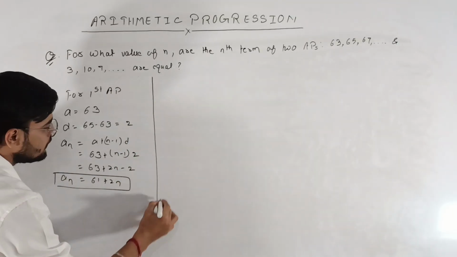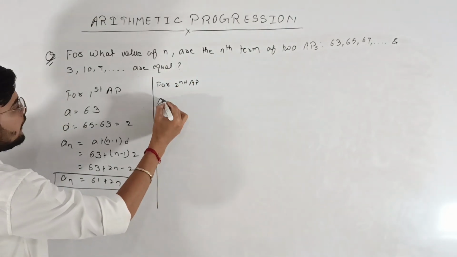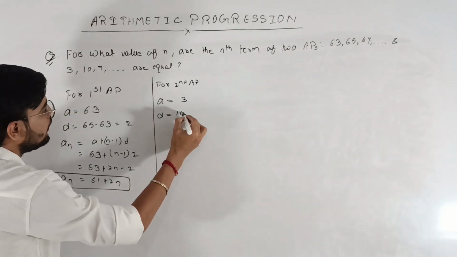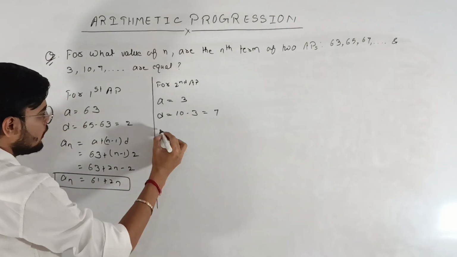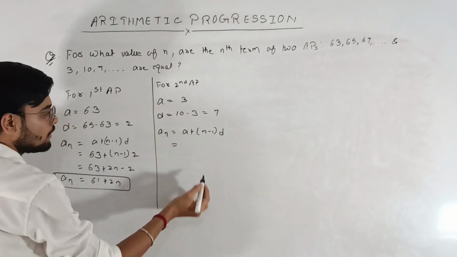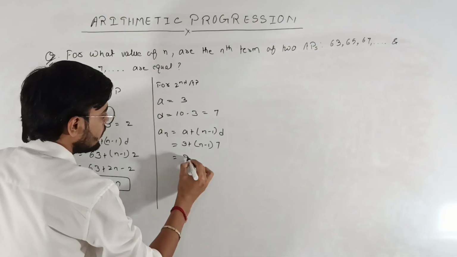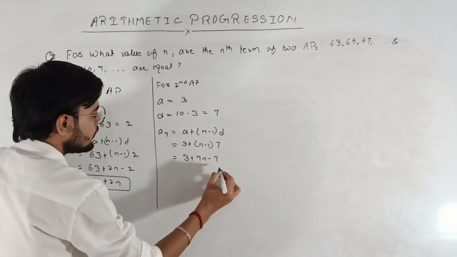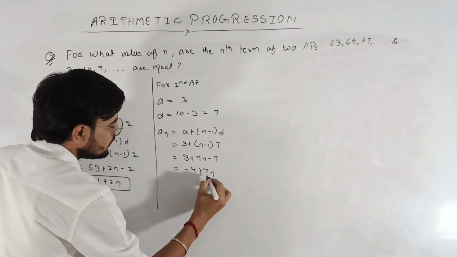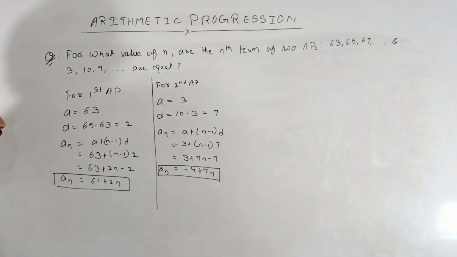Now let's see our second AP. For the second AP, A is 3, and D is 10 minus 3, which is 7. Now the nth term is A plus n minus 1 into D. So A is 3 plus n minus 1, D is 7. From here, 3 plus 7n minus 7, which is 3 minus 7, that is minus 4, plus 7n. Now this is the nth term of the second AP, minus 4 plus 7n.